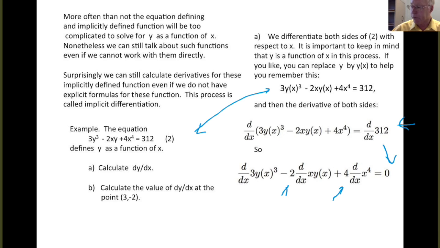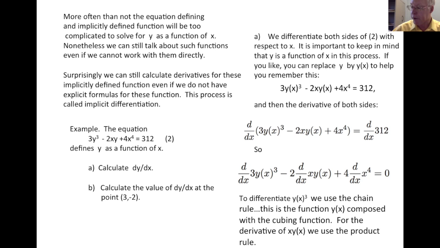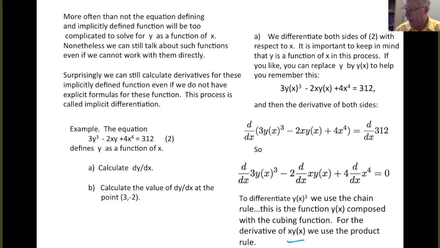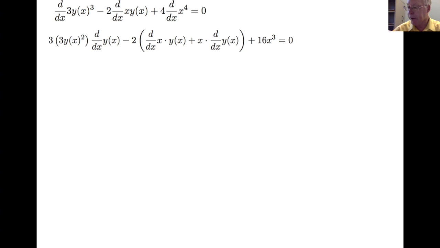Now we do this differentiation, and all the rules we've learned already, product rule, quotient rule, chain rule, might come into play here. To differentiate the y cubed, we're going to use the chain rule. We're going to think of the function y of x composed with the cubing function to get y of x cubed. And when we address the derivative of x times y of x, that's a product, so we'll use the product rule there. So what does this look like?